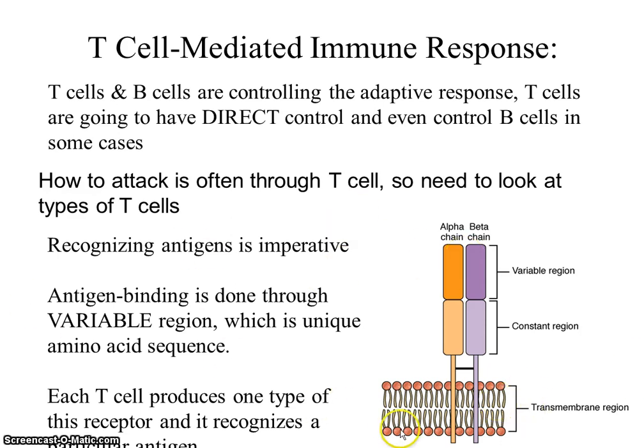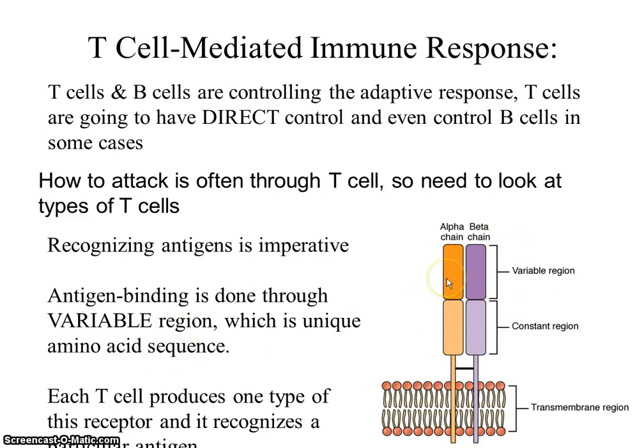So here we see a cell membrane, right? And here we see a receptor. The receptor has these different chemical areas or regions on it, so don't be lost in the simple cartoon. It's just representing a receptor in a cell membrane. The antigen binding is done through the variable region, because we want this to vary from T cell to T cell to T cell, because the antigens vary from pathogen to pathogen to pathogen, and even within one pathogen, there are possibly hundreds of different antigens, right? And this is a unique amino acid sequence.